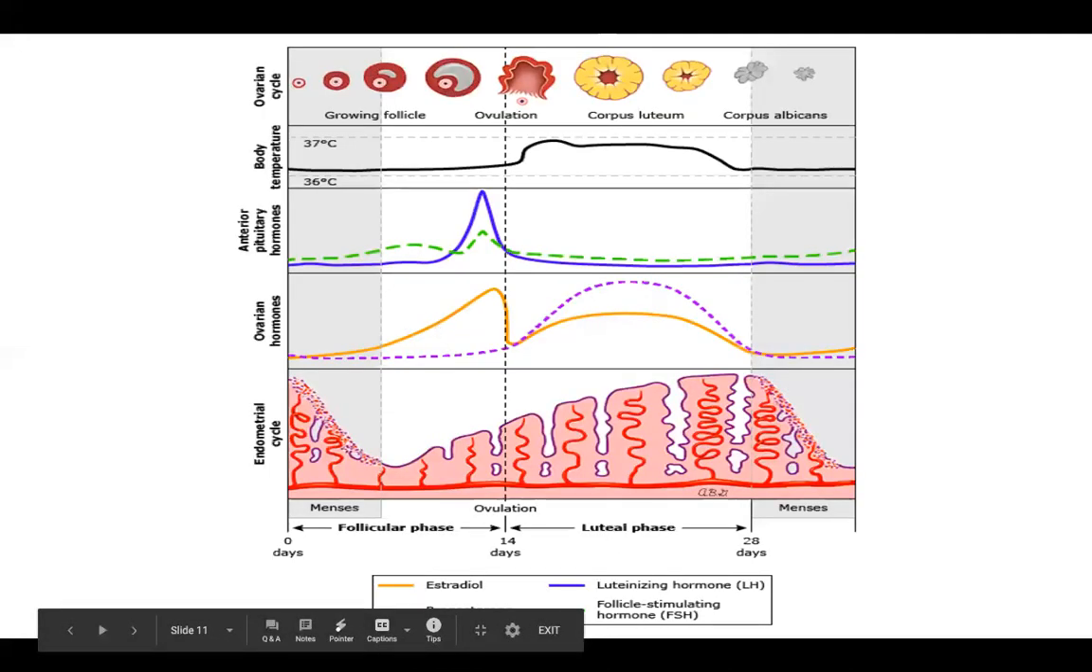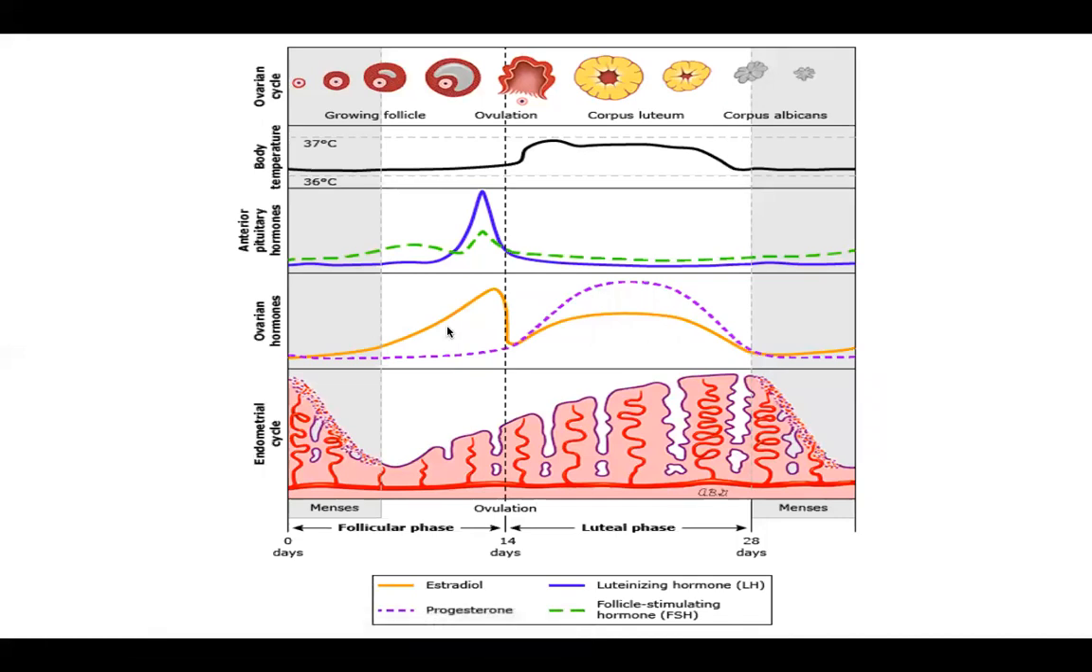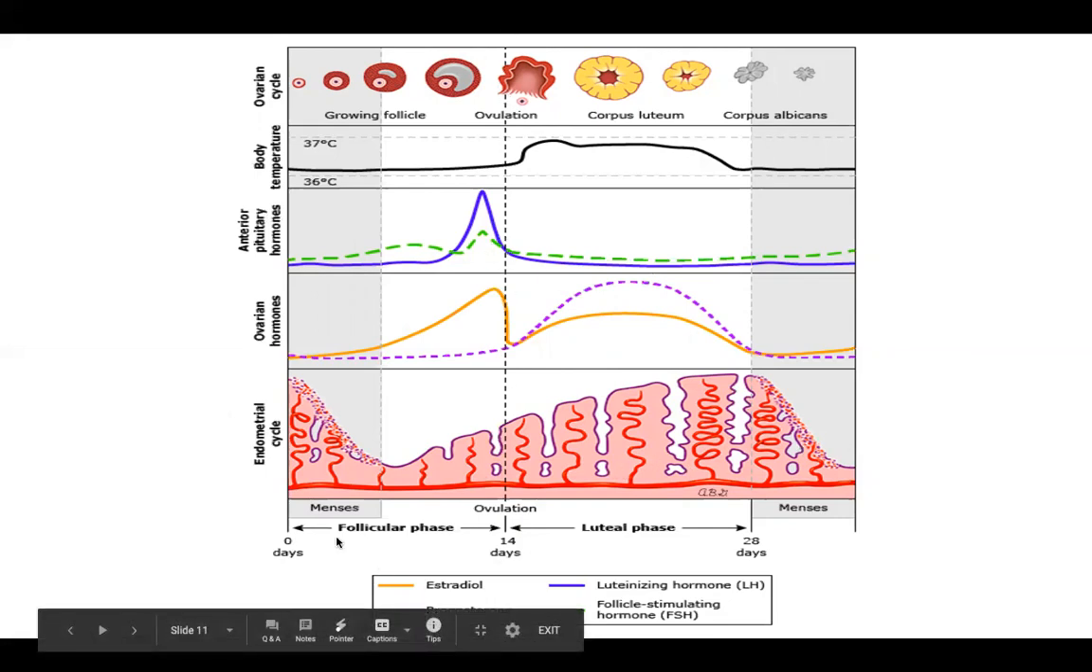So this is the diagram that probably everyone recognizes that goes over the ovarian cycle, your body temperature in relation to the menstrual cycle, your anterior pituitary hormones, ovarian hormones, and the endometrial lining in this bottom phase here. It's broken up into two phases. You have the first half being your follicular phase, and the second half being your luteal phase. We'll go over averages and things like that in the next couple of slides.